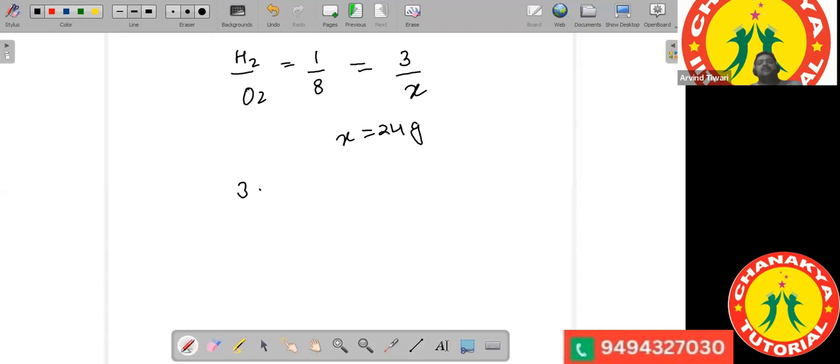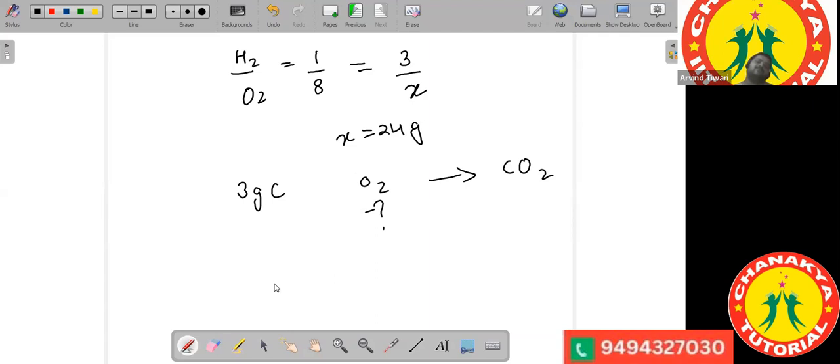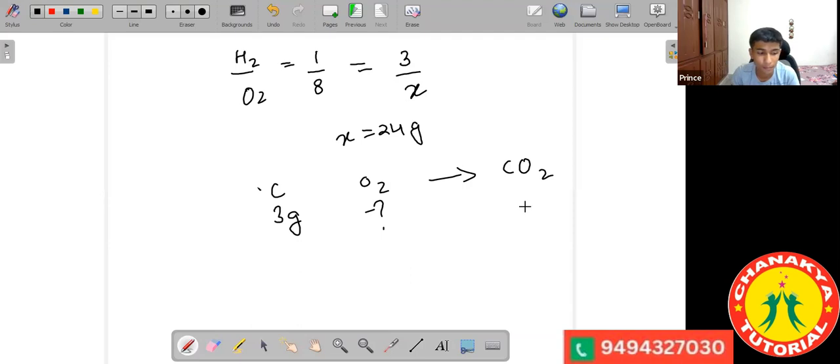Okay, if there are 3 gram of carbon, how many grams of oxygen are required to form carbon dioxide? So can you repeat? You have 3 gram of carbon. So how many grams of oxygen are required to form carbon dioxide? Twenty-four gram.